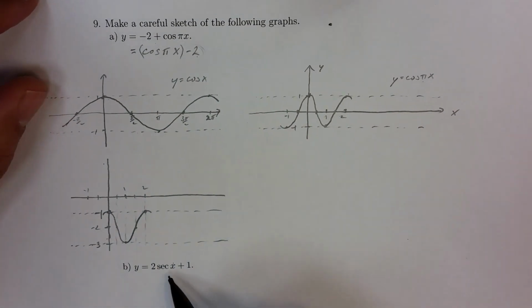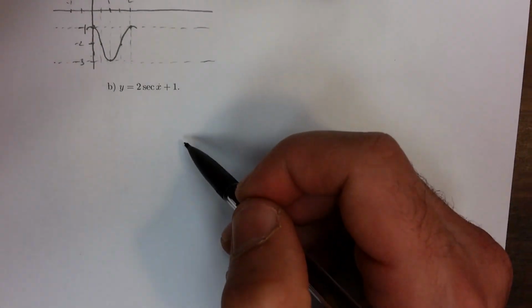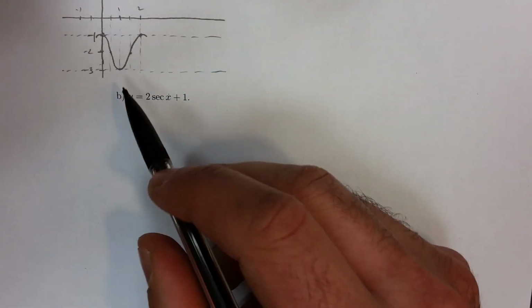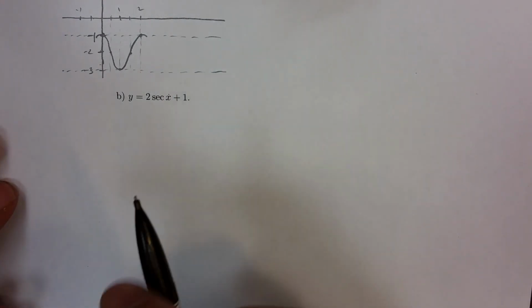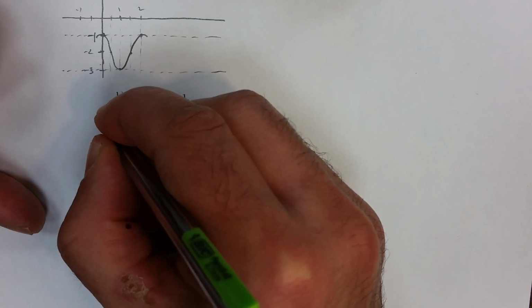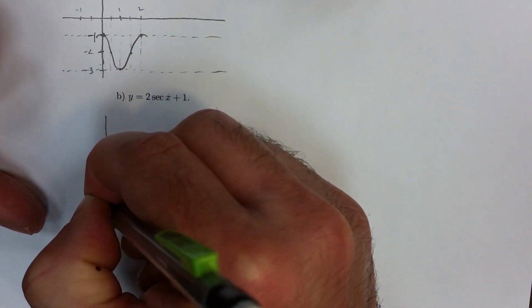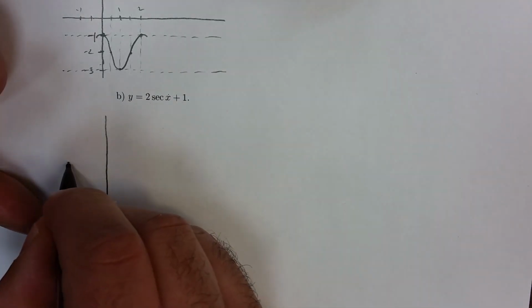All right, now let's take a look at 2 secant x plus 1. Let's begin. Let me move this down. So let's begin with a graph of secant x. We remember secant is 1 over cosine. And while it's not a graph we spent nearly as much time on as sine and cosine, we should know its general shape.